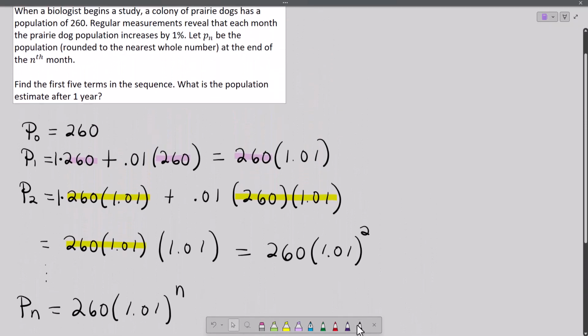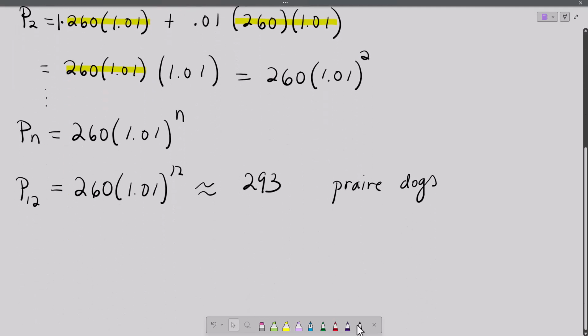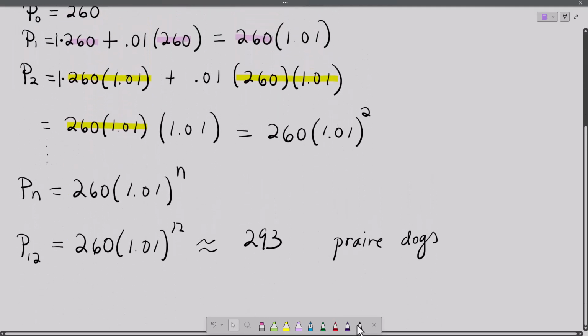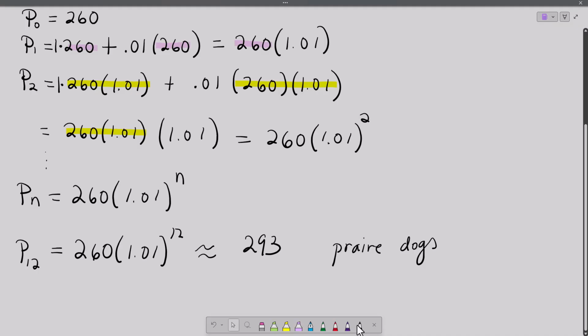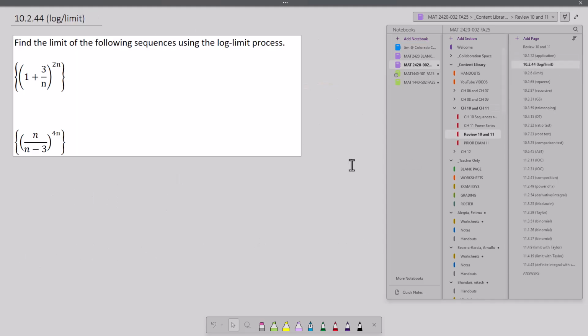We began with 260, and it feels like in real life they increase faster than that. Well, I guess 1% is a pretty slow growth rate. I don't know if that's accurate or not. Rabbits, we know, are faster than 1%. Okay, let's take a look at this next one.